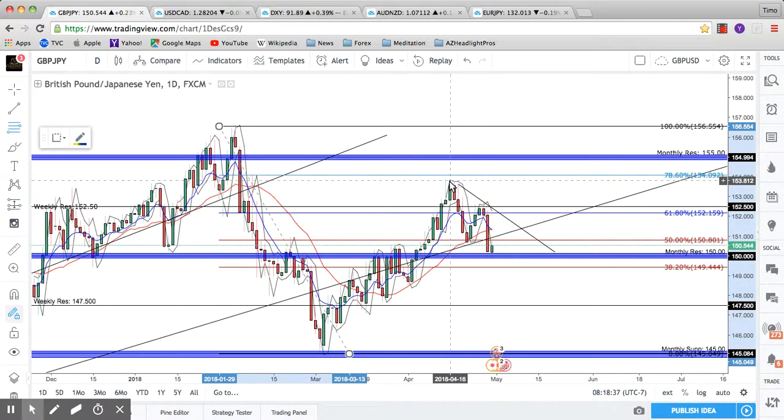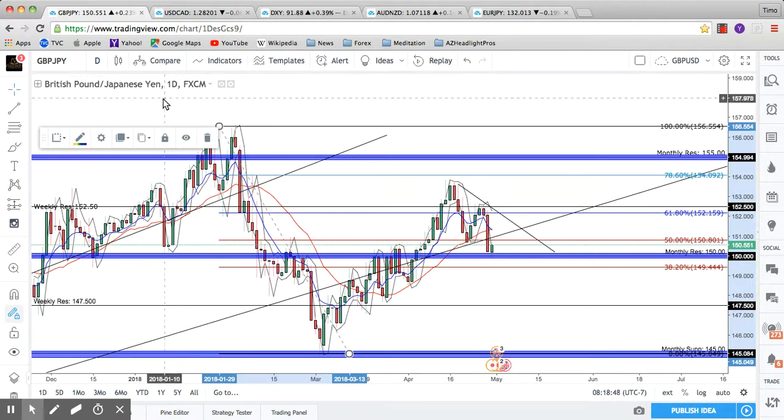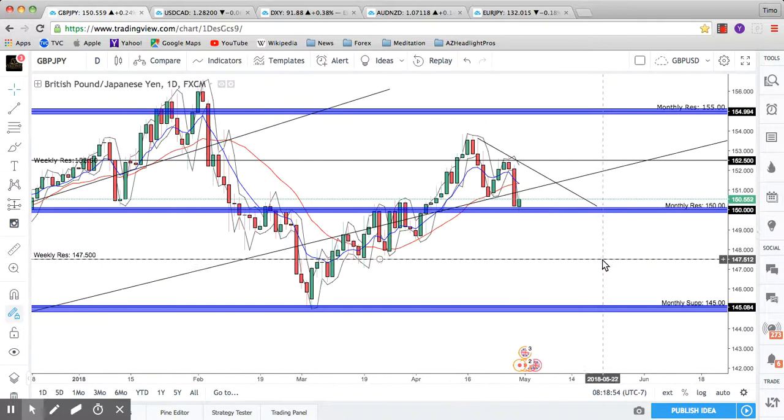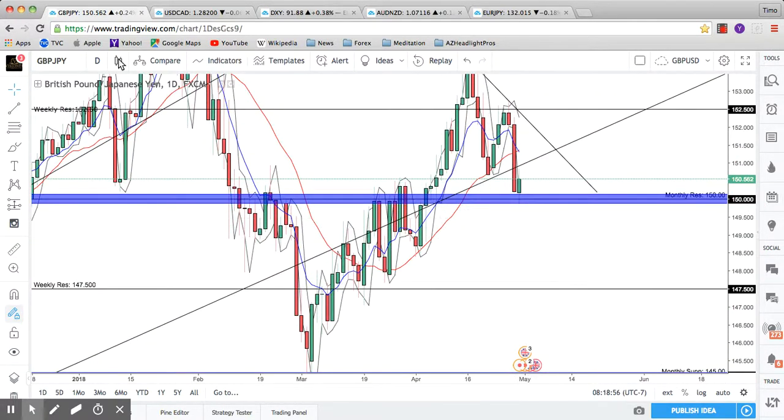okay, what we did is we rejected the 78.6 here and the 61.8 here. One of the reasons why I took the trade off the daily time frame, because these are heavy Fibonacci levels that actually correlate with one of my strategies for shorts. So on the daily, we're starting the week with some type of bullish momentum.